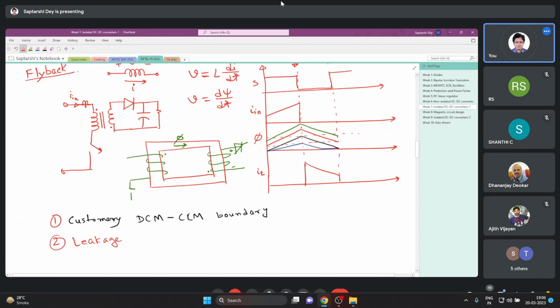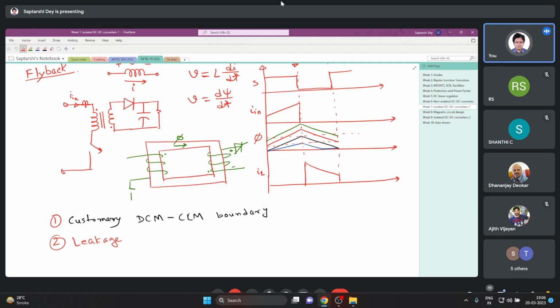But sir, one question is that if we are having a turns ratio very high, we cannot escape from this leakage inductance. For high voltage transformers, we have to have turns ratio very high, and there we cannot neglect this leakage inductance. So in that case, what we have to do?